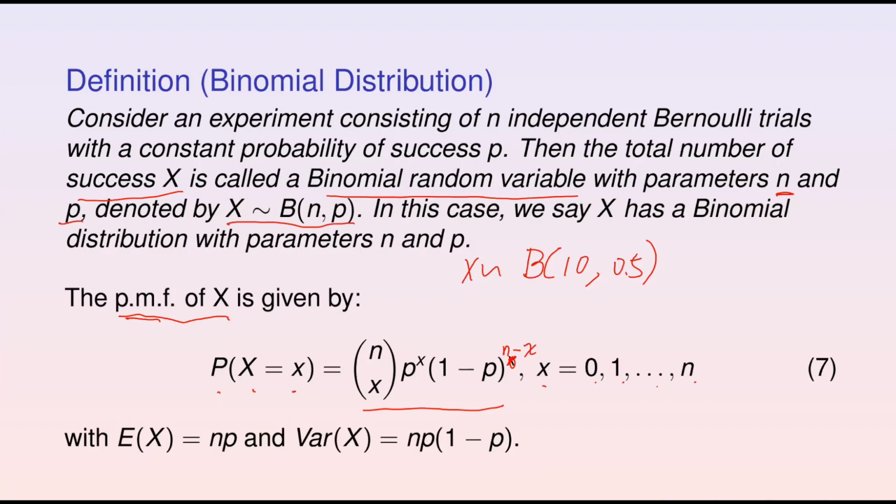Now, for each x among these 0 to n, we have the corresponding probability value, P(X = x). This is n choose x. Anybody remember what this is?